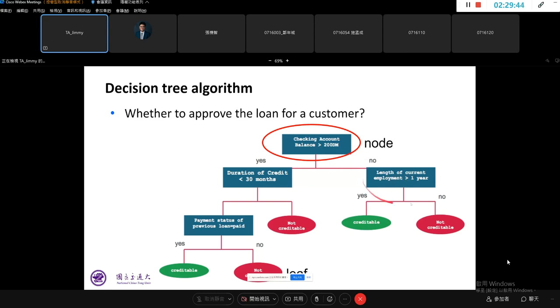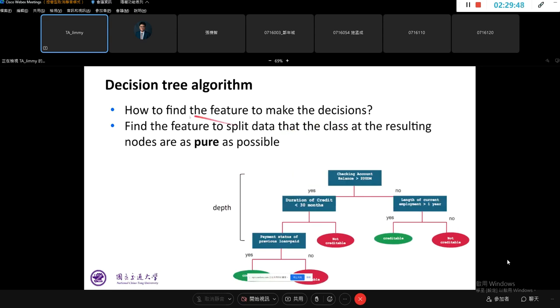So the question is how does the bank find this rule? In the decision tree algorithm, you basically want to find a feature to make the decisions. You want to find the feature that can split the data, so that after the split, the classes in the resulting nodes are as pure as possible. You can think that the bank uses the history data and finds that if the customer has a length of current employment over 1 year, they will always pay back their loan. So you can use this feature to make the decision for an incoming customer.